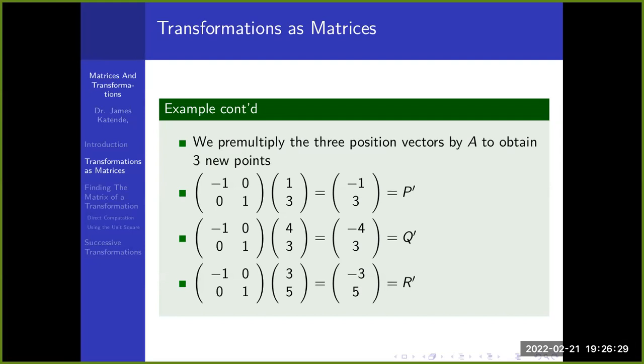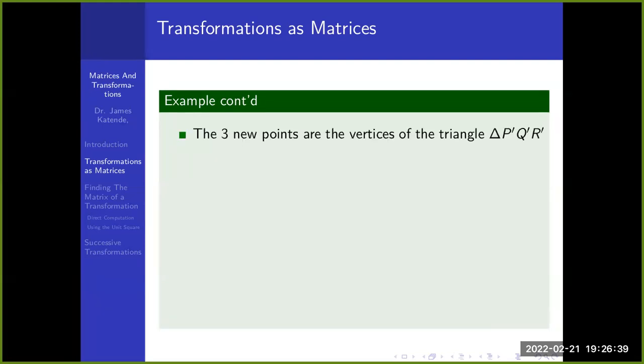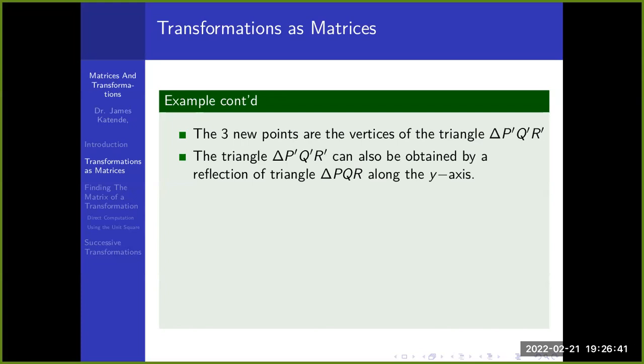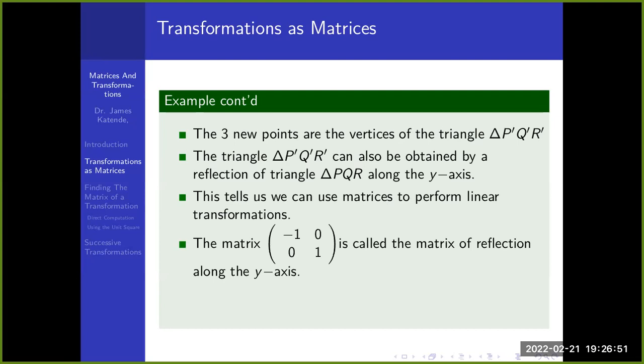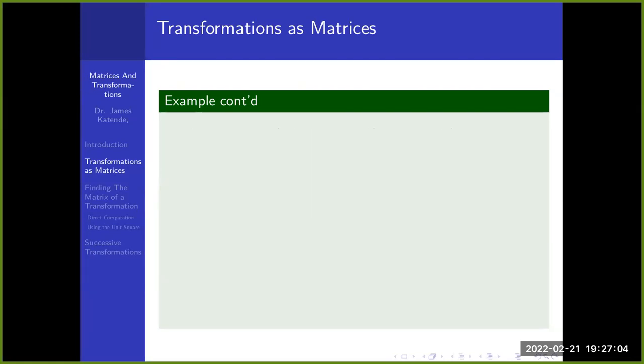So by pre-multiplying all the vertices as position vectors, we get the corresponding vertices for the image. We label the three new points P prime, Q prime, and R prime, and they still give us a triangle. I did not draw the diagram, but this is clearly a reflection along the y-axis. Maybe we can see that by going back to the.